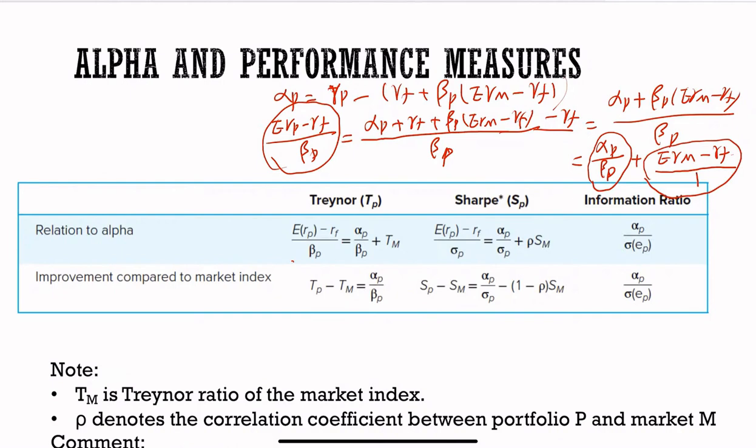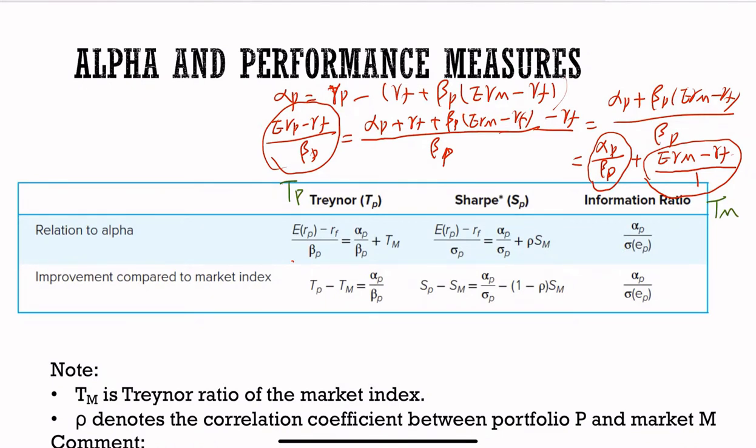So what you can see here is the trade-NOR ratio of portfolio P. And this is the trade-NOR ratio of the market index. So why is this one the trade-NOR ratio for the market index? Well, because for a market index, its beta is always 1, right?